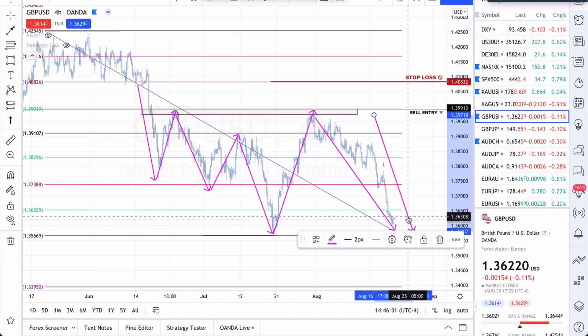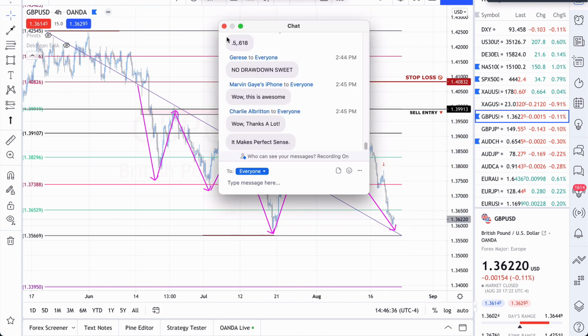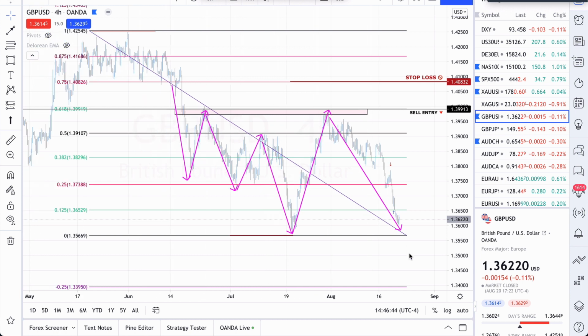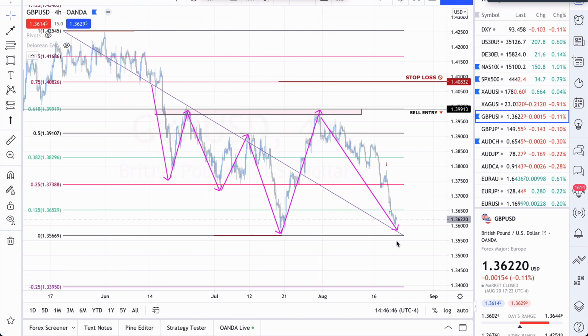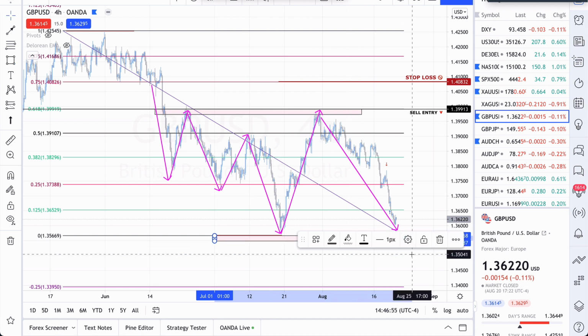Now what you should be looking for, because it came down 100%, you're either looking for a breakout of this zone or a retracement. That's it. There's only two things it can do. It can either break out or retrace.